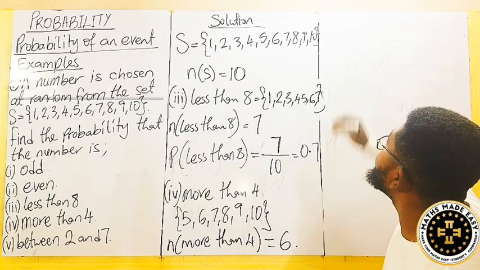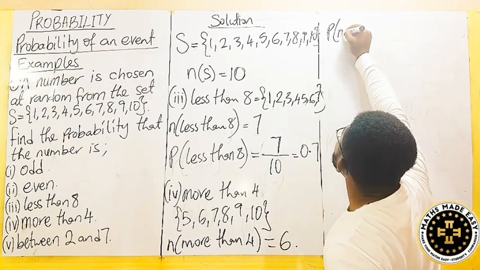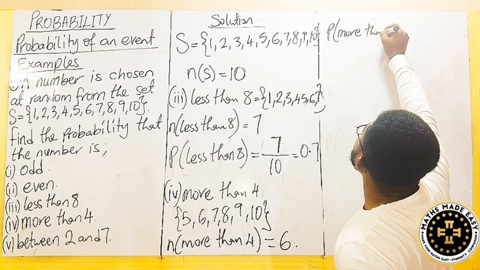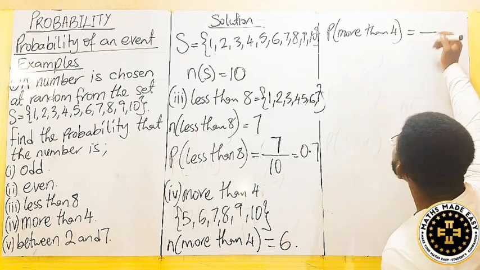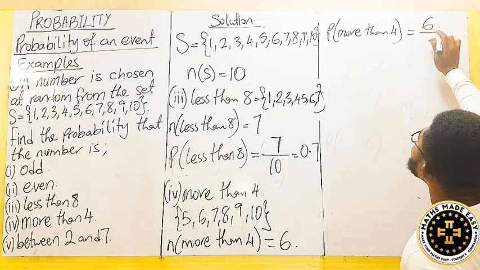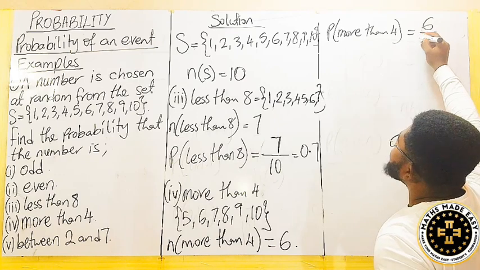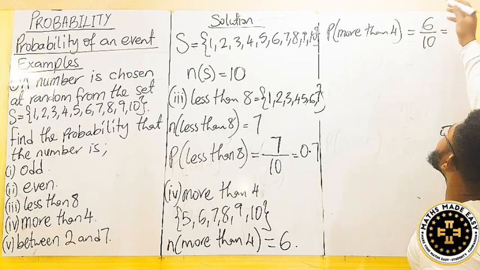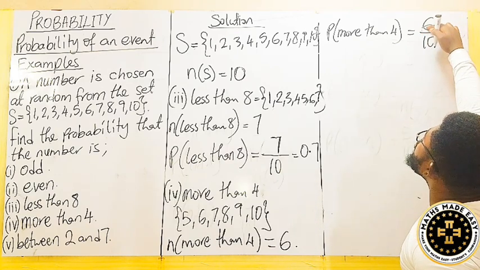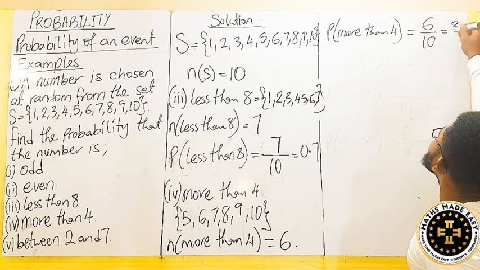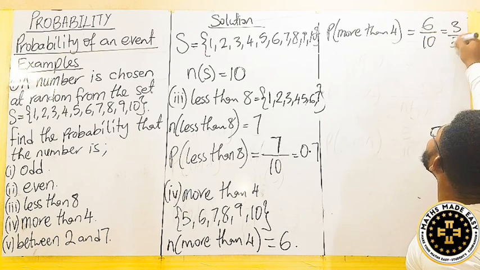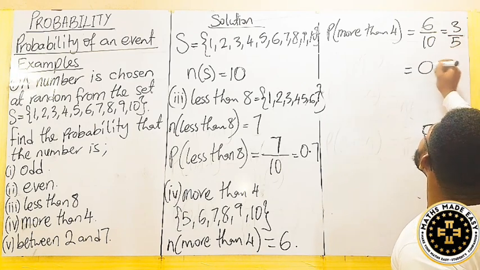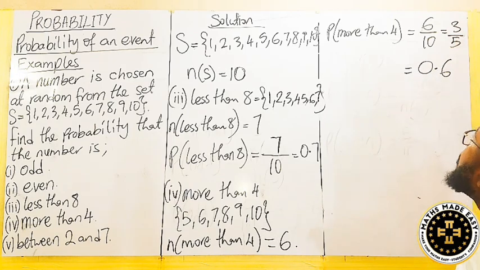So the probability of more than 4, P of more than 4, will give us how many numbers are more than 4. Of course, 6 numbers are more than 4, divided by the total number, which is our sample space, 10. When we reduce this, we take 2 as a common factor. 2 goes into 6, 3, and 2 goes into 10 as 5. And 3 over 5, of course, is 0.6. So for more than 4, the decimal is 0.6.